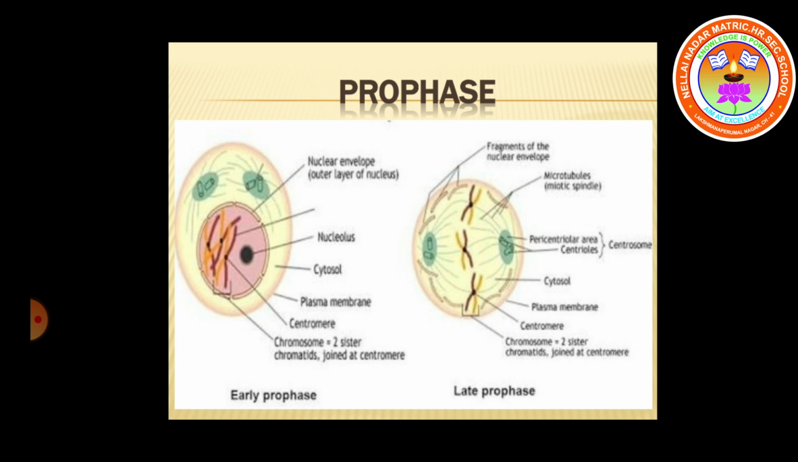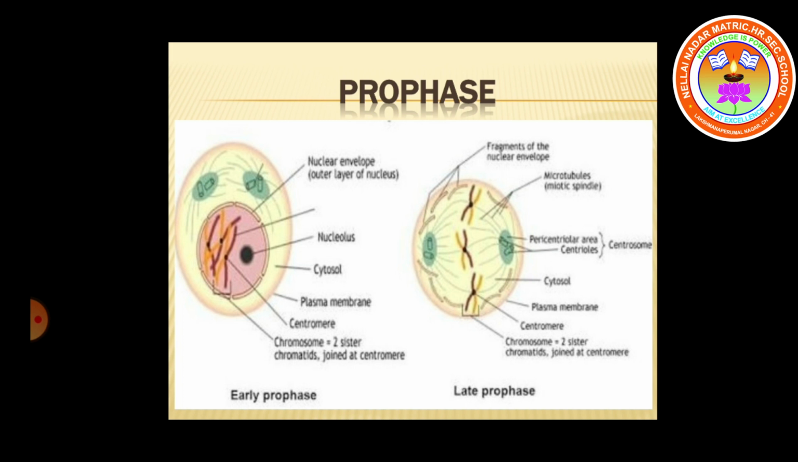The centrosome splits into centrioles and they occupy the opposite poles of the cell. You know, the centrioles always play an important role in cell division.